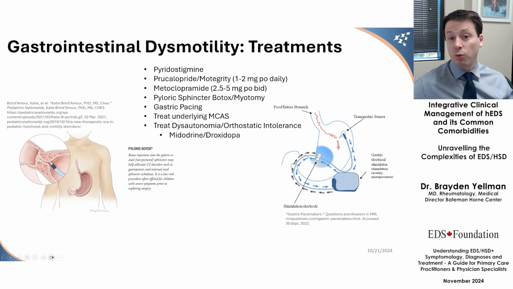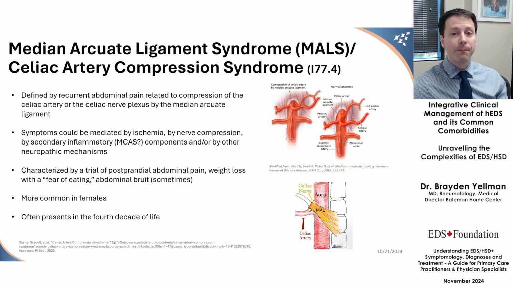Some patients end up being really sick. They go on to pyloric sphincter Botox, myotomies, gastric pacers, etc. At least identify these patients when they're really sick and know that this is a real part of their pathophysiology. Treating mast cell can improve dysmotility, and improving blood flow to the gut via midodrine and droxidopa, for example, getting better intravascular volume, will help dysmotility.